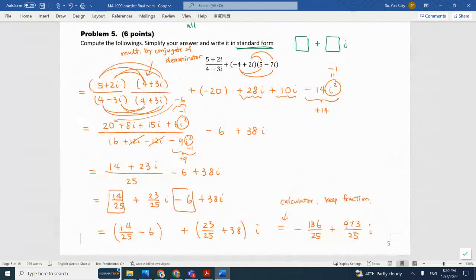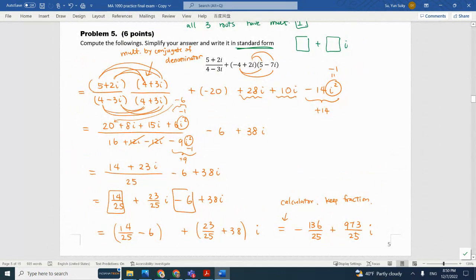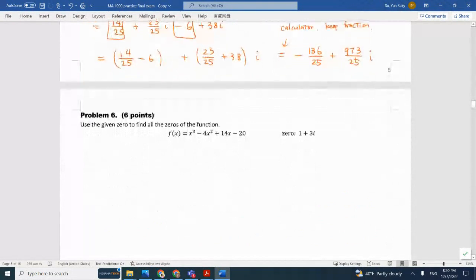Okay, so this is problem 5. If you can understand problem 5, plus 5. Oh, thank you, Lauren. Okay.